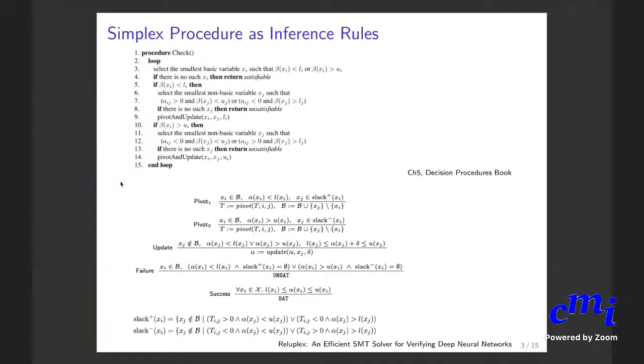Okay. Yeah, I think maybe I will, when I go through the example. Yeah, in the book, right?